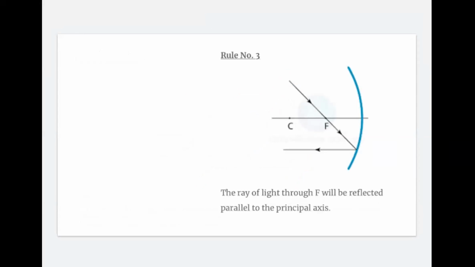Speaking about rule number 3, the ray of light through F, the focus, will be reflected parallel to the principal axis. Now you all must have made out that rule number 2 and rule number 3 are converse of each other. So here we say that if the incident ray passes through the focus of a mirror, the reflected ray will always be parallel to the principal axis.